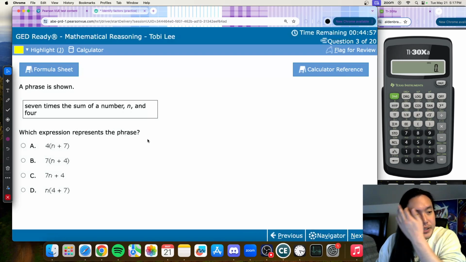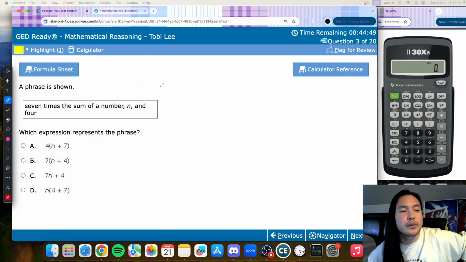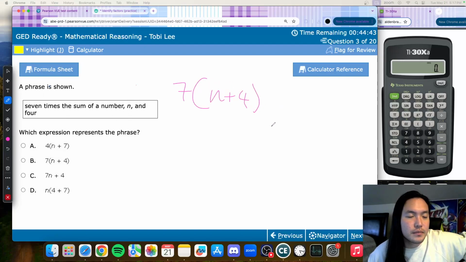A phrase is shown: 7 times the sum of a number n and 4. Which expression represents this phrase? Okay, so here we have 7 times the sum of n and 4. The sum of n and 4 means to add n and 4, and we're going to multiply that by 7.